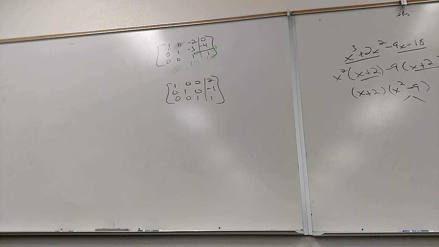4x squared times x is 4x cubed. 4x squared times negative 2 is negative 8x squared. Change the sign. You've got to multiply this by this, so you get 2 terms. Cool.